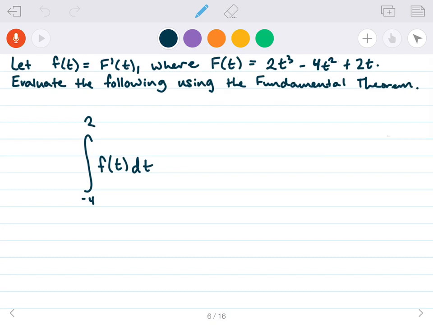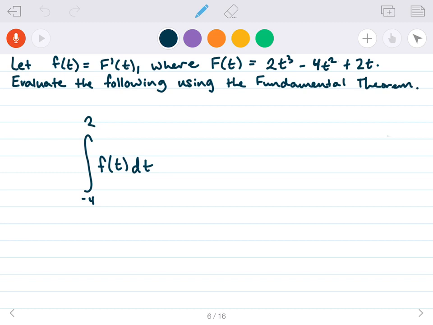Okay, so I think there's a problem like this on the homework, which could be tricky if you don't read it correctly. So let f of t equal capital F prime of t, where capital F of t, which is the notation for antiderivative, equals 2t cubed minus 4t squared plus 2t. Evaluate the following using the fundamental theorem of calculus.